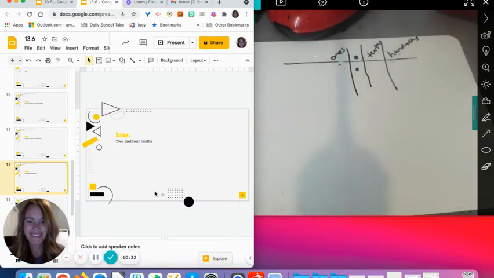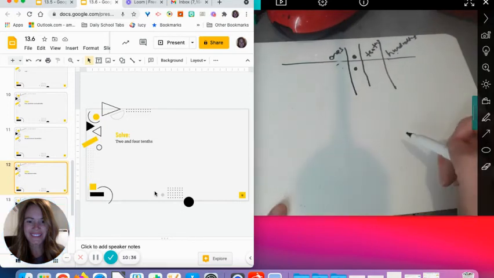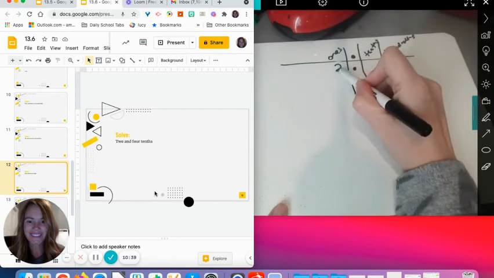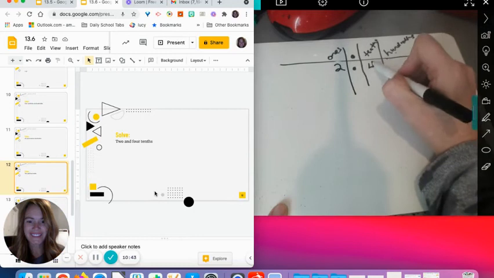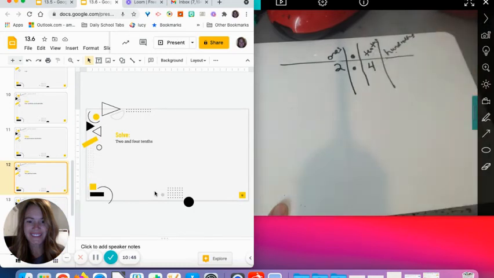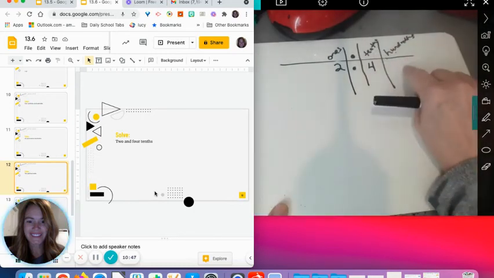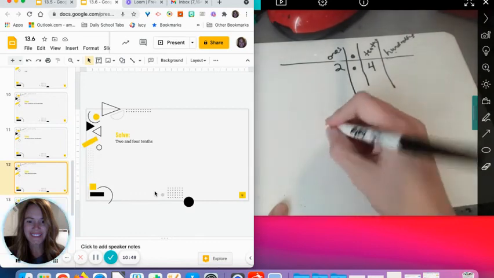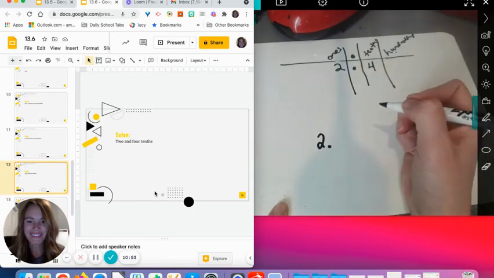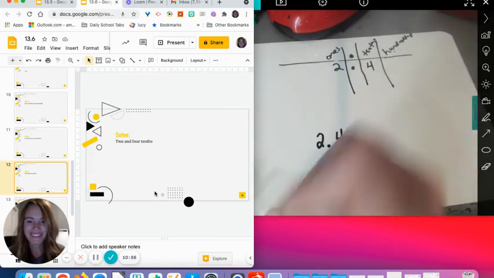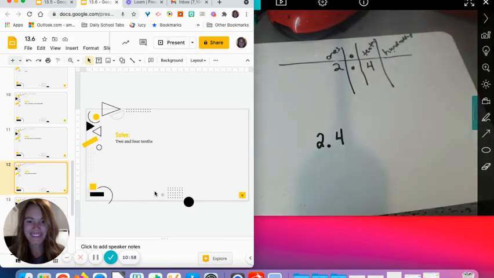Well, let's look at this one. 2 and 4/10. So if I have 2 wholes and 4/10, I would come here and I just have 4/10. So I don't have any hundredths this time. So how would I write that in expanded form? I would have 2 wholes and 4/10. So I'd have a 4 in the tenths place.